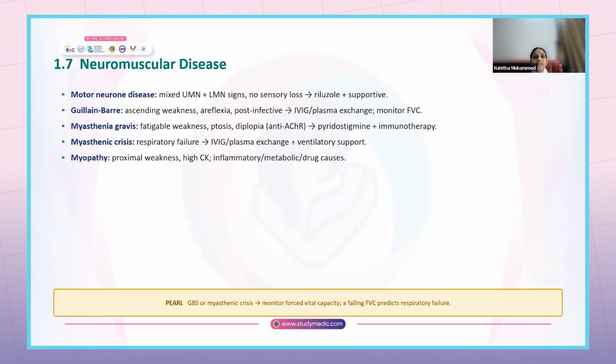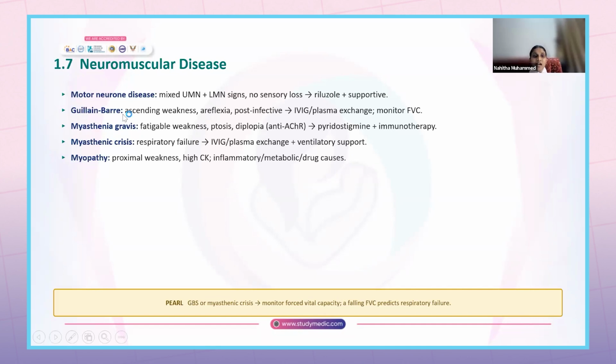Now it is neuromuscular disease. The 5 basic diseases you have to study are motor neuron disease, GBS, myasthenia gravis, myasthenic crisis and myopathy. Motor neuron disease is mixed. There will be mixed UMN plus LMN signs without any sensory loss. Riluzole is a drug we give, but it is not a therapeutic drug. It is just a supportive drug. But the only drug available for motor neuron disease is Riluzole.